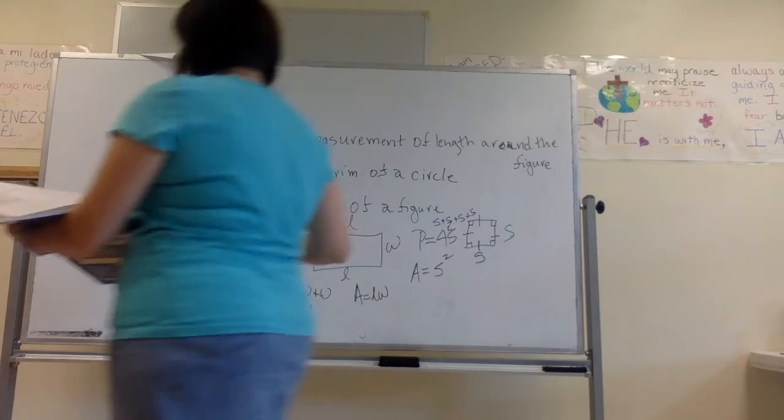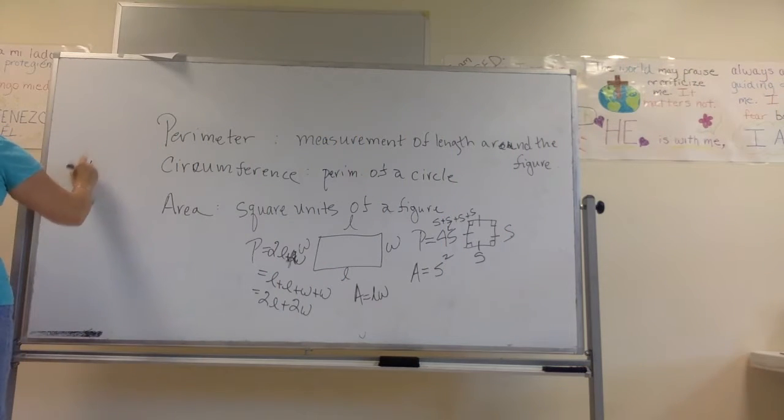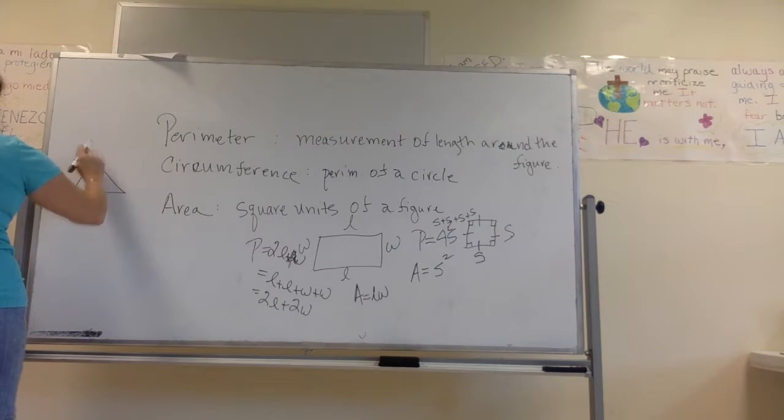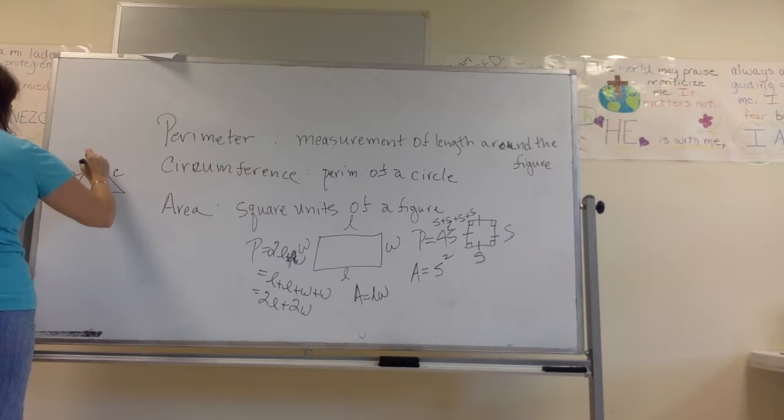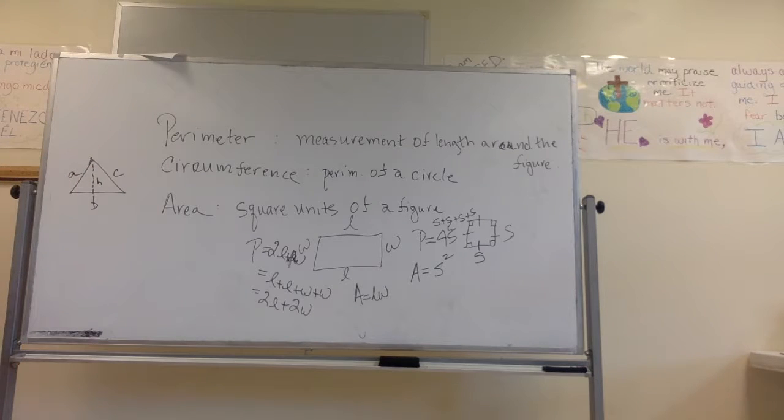Here's a triangle, and they're calling the sides A, B, C, and I have this altitude in there, H. So what's the perimeter of this triangle? I'm going to measure around the outsides. If this is length A, that's length B, let's see. A plus B plus C.